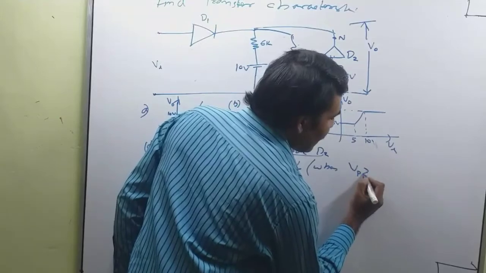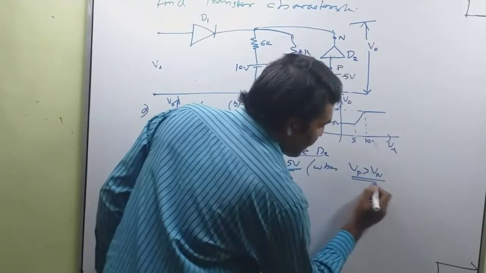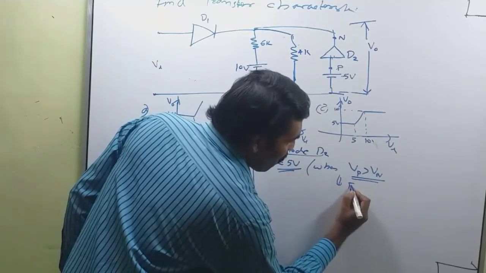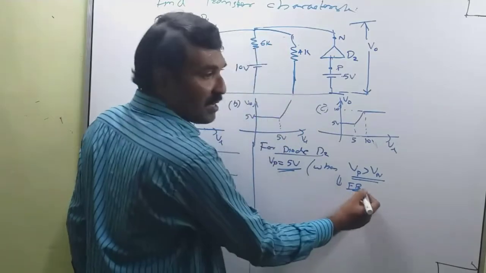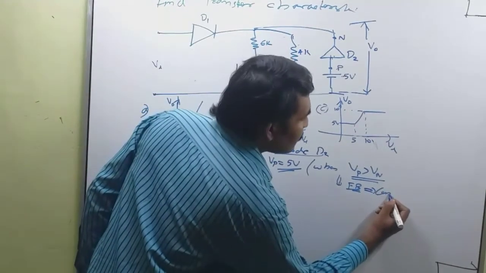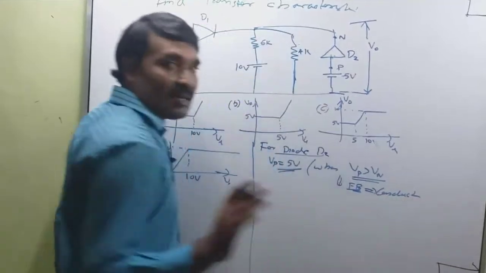When Vp is greater than Vn, what happens? The diode is forward biased. D2 is forward biased and conducts, and the diode will conduct.